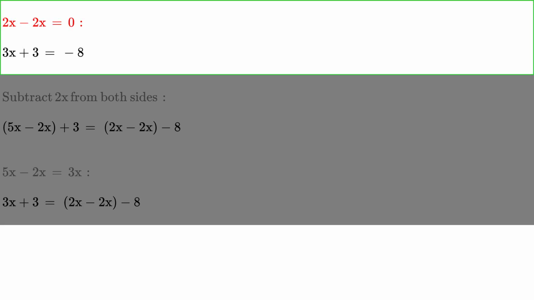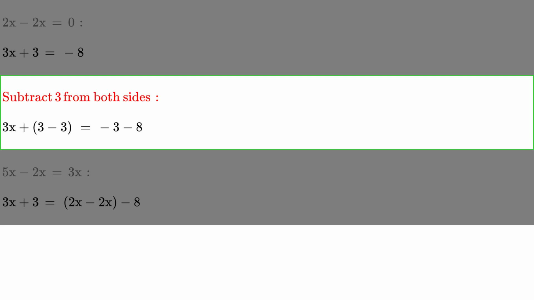2 times x minus 2x is equal to 0. So 3x plus 3 is equal to negative 8.